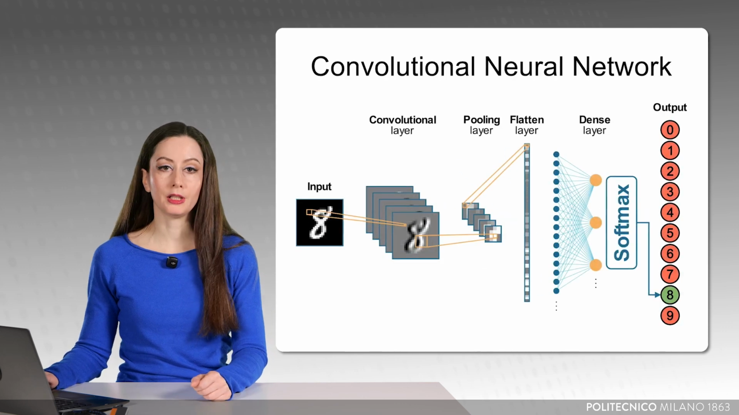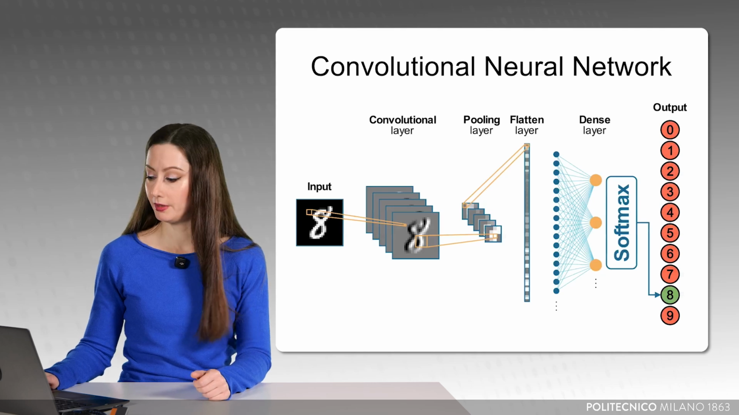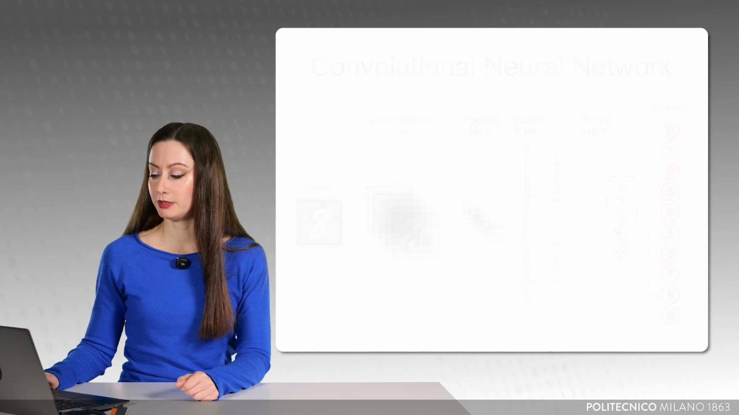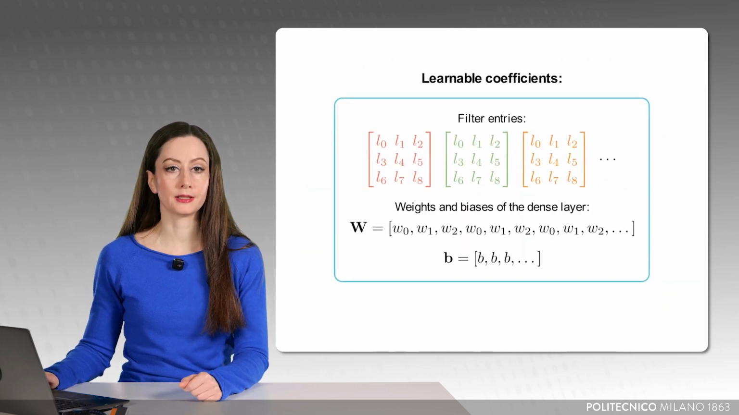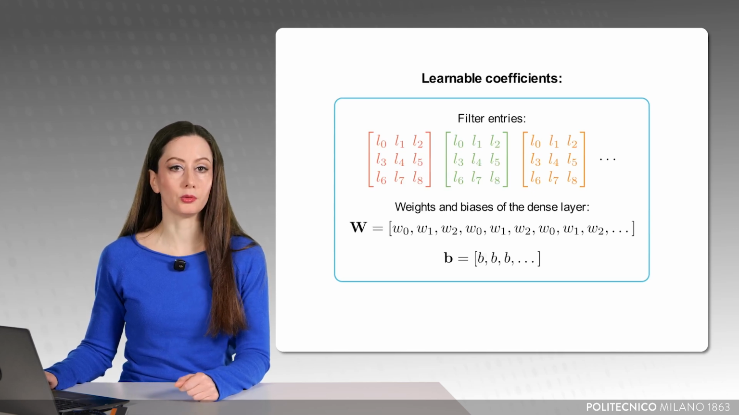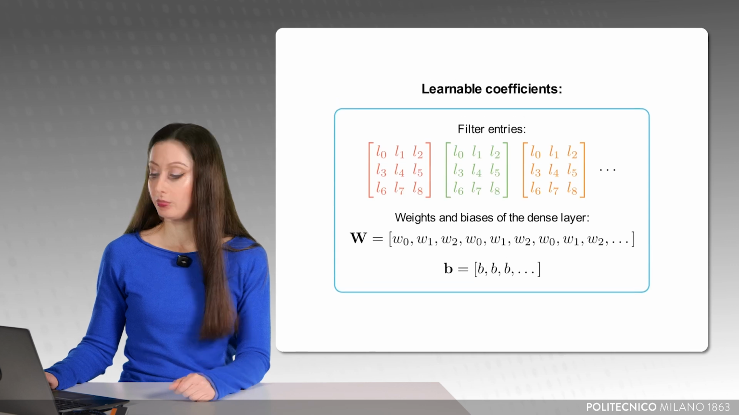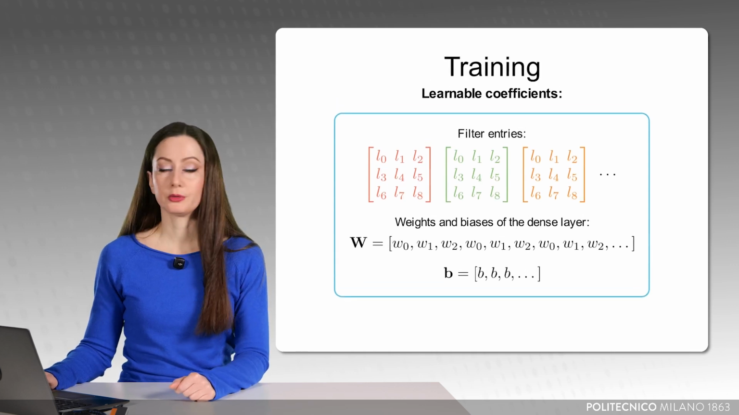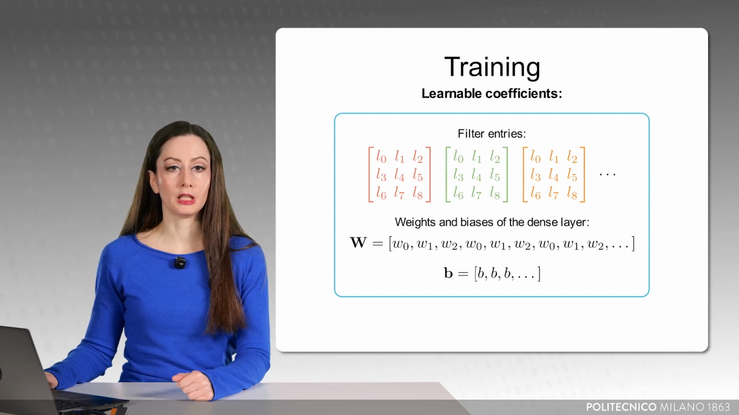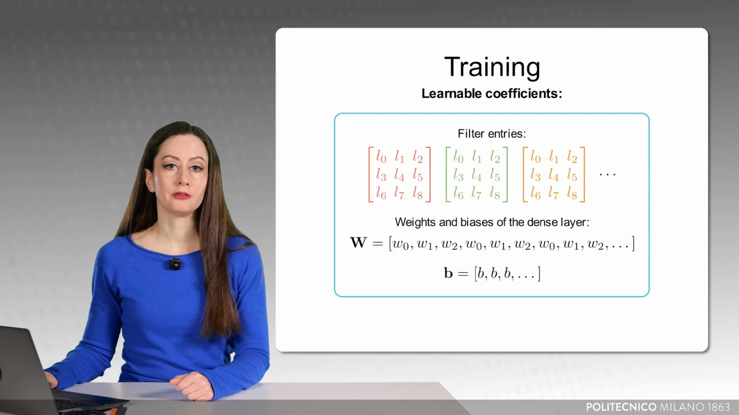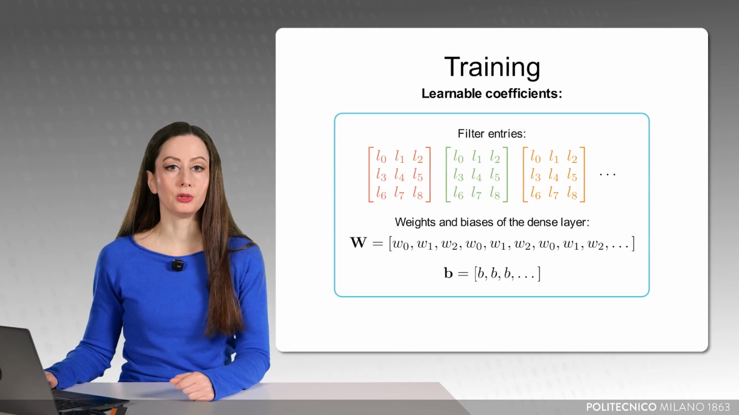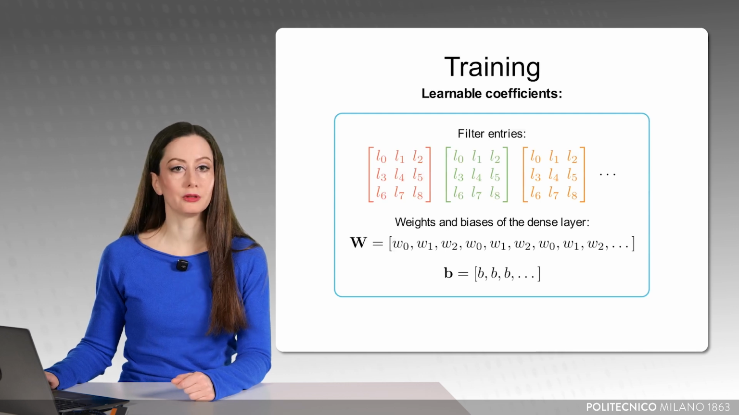Now that we have examined each layer of the convolutional neural network, the next step is to select the optimal learnable coefficients. And as we have seen, the convolutional layer and the dense layer depend on a certain number of them, such as the entries of each filter, the weights, and the biases. To find the optimal values, we perform the so-called training procedure. We show the network many examples of already labeled images, process them, and evaluate the difference between the network answer and the truth. And based on this difference, we adjust the network coefficients. So let's have a look at the details.